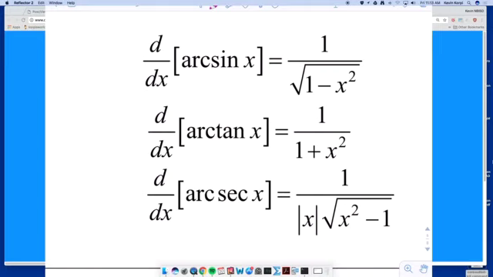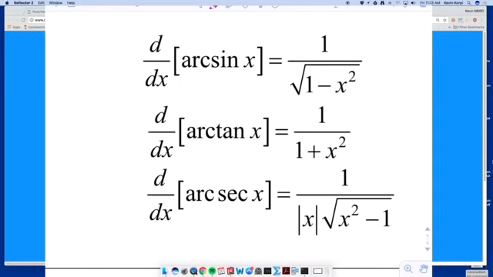So the derivative of arc sine of x or inverse sine of x, as we just said, is 1 over the square root of 1 minus x squared. The derivative of arctangent of x is 1 over no radical, just 1 plus x squared. Or, of course, x squared plus 1, commutative. No radical, but still has a 1 and still has an x squared, right?